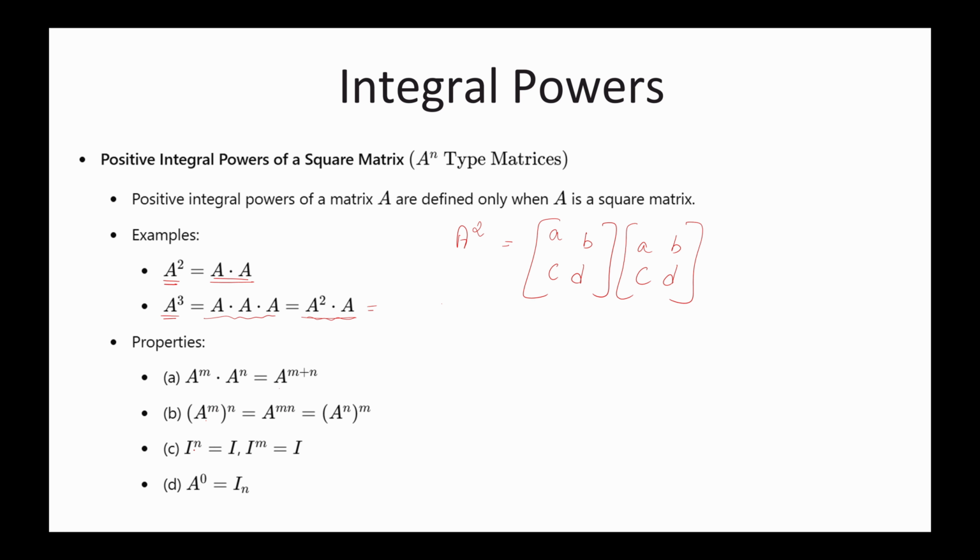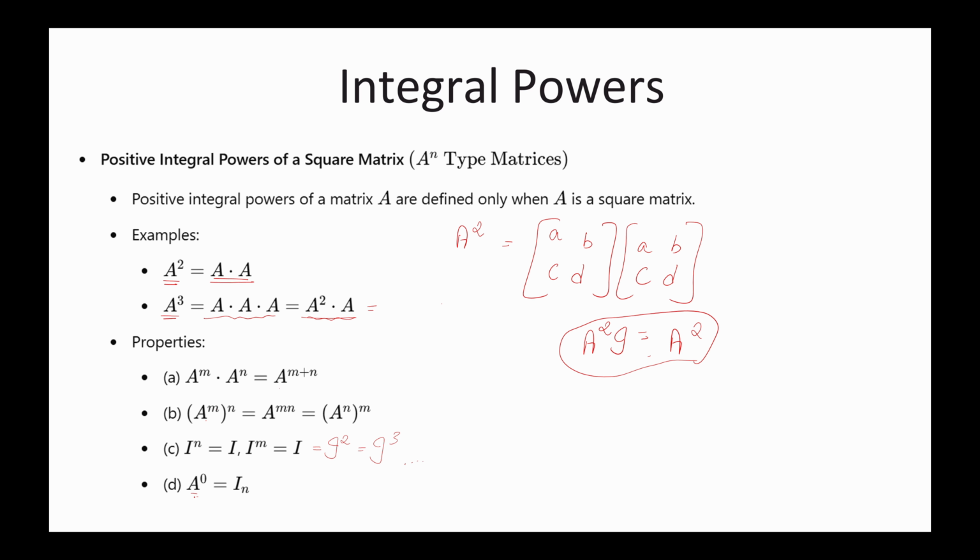As I mentioned earlier, identity matrix to the power n would give us identity matrix only. So I is equal to I square, is equal to I cube. It doesn't matter: if I matrix is multiplied by itself, it will always be I. And if any other matrix, let's say A square, is multiplied by I, this would give me A square only. So you must remember this as well.